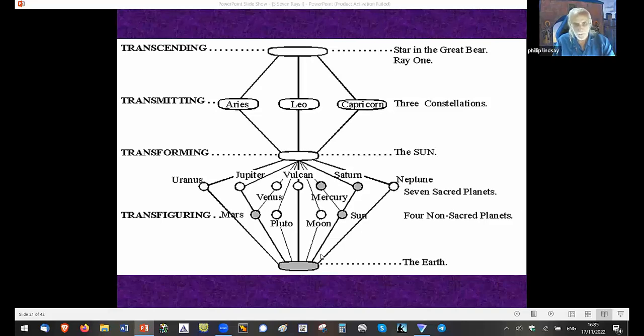For instance, Mercury, as the ruler of the 4th ray of harmony through conflict, has a deep affinity with that ray. Jupiter, as the ruler of the 2nd ray of love wisdom, also, and likewise. But various planets can transmit 2 or 3 different rays as well.